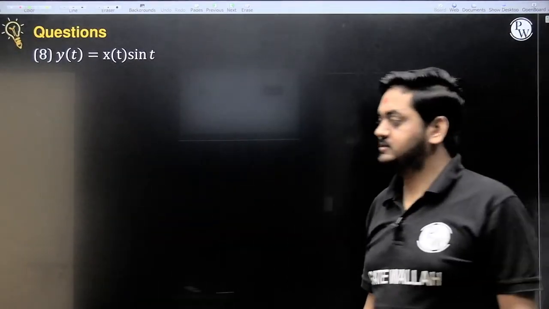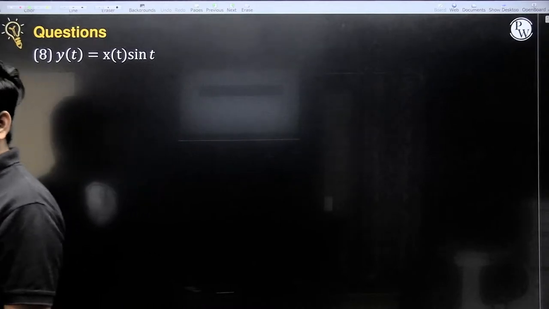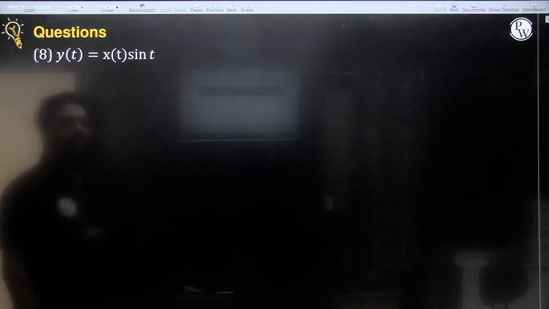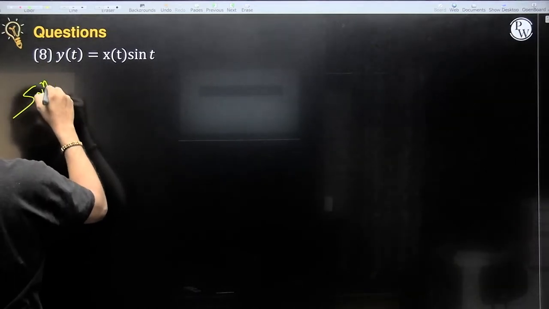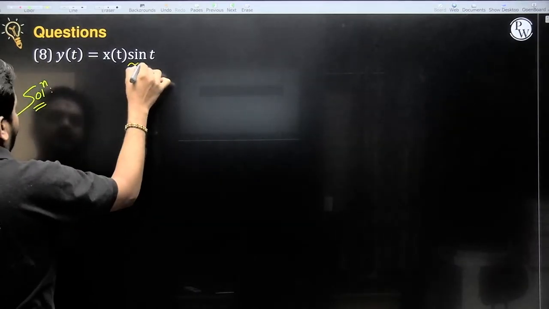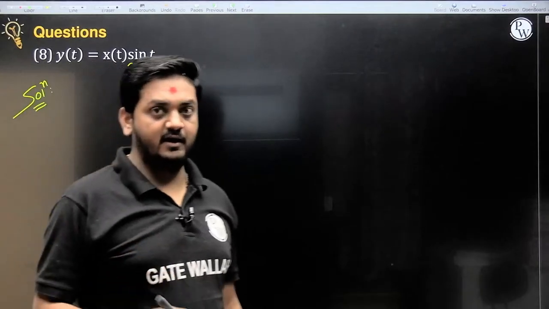What about this one, guys? y of t equal to x of t into sin t. Again, we can see here a function of t is multiplied. That's why it is time variant, as I told.